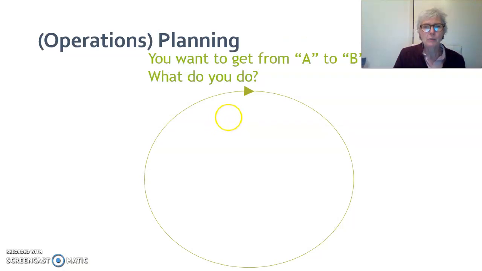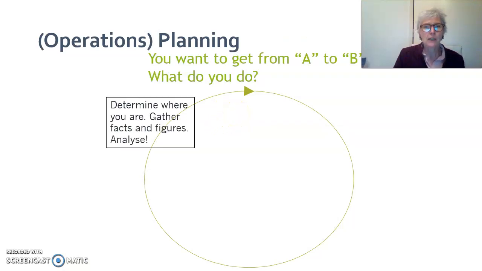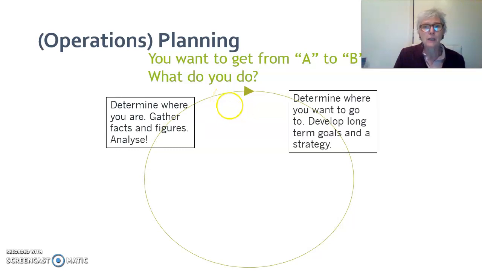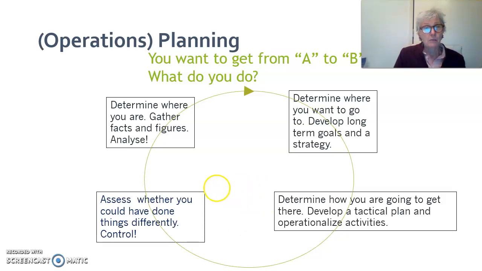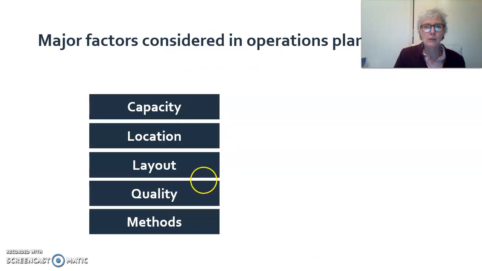So operations are planned, and they start with gathering facts and figures to analyze, then develop long-term goals and strategies, and determine a tactical plan, and these plans are operationalized in activities. Last but not least, finally, we have to assess and evaluate performance. So that's the control function. Now let's have a look at the factors that are considered in operations planning.